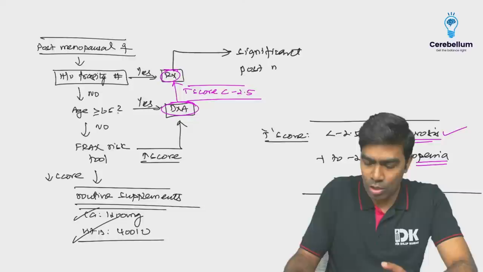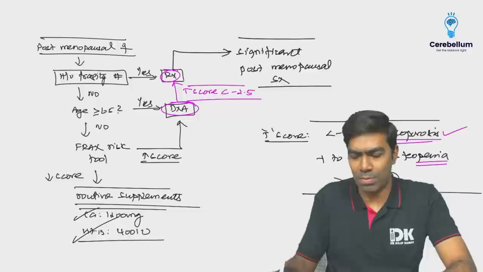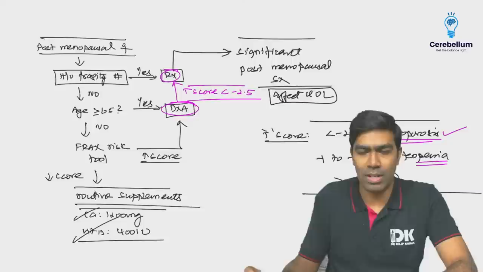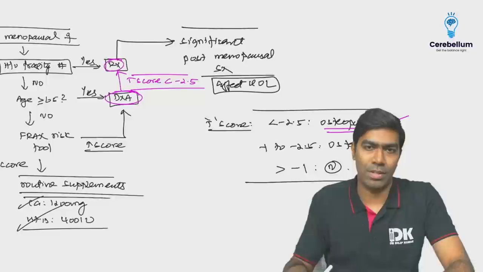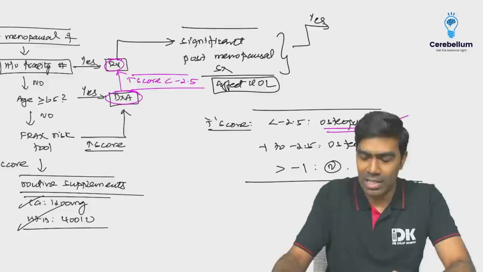That affects the quality of life, which means the patient is having so much problem in life. It should affect the quality of life. If they just say, I'm having hot flushes, that is not a significant postmenopausal symptom. That can occur in everyone. It should basically affect the patient's quality of life, which means the patient should be seriously disabled because of the postmenopausal symptoms. If that is the case, if the answer is yes, then hormone replacement therapy.